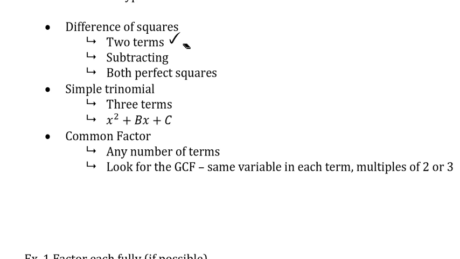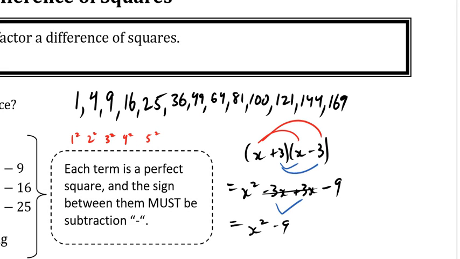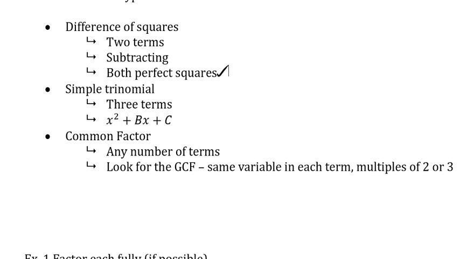If I have 2 terms, then what I'm looking for, do they have perfect squares? So we saw the list of perfect squares before. Here it is. There's our list. It continues. It goes on. There are bigger ones, but those are the ones that we like to recognize. So is it a perfect square that we're looking at? And is there a subtraction sign? And if there is, then it's a difference of squares. Remember, if it's adding, that's not a difference of squares.